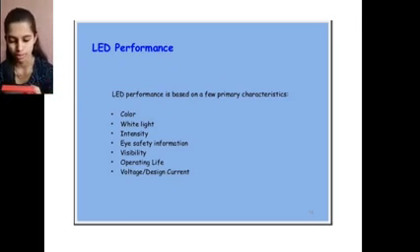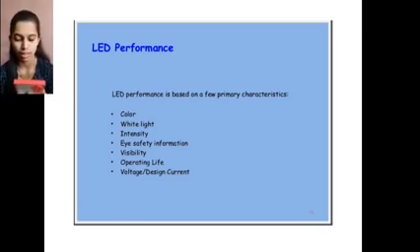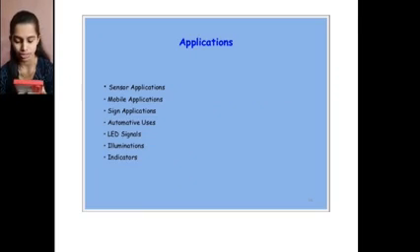LED performance. LED performance is based on a few primary characteristics: color, white light, intensity, eye safety information, visibility, operating life, voltage and design current. Applications: sensor application, mobile application, sign application, automatic application, LED signals, illuminations, indicators.